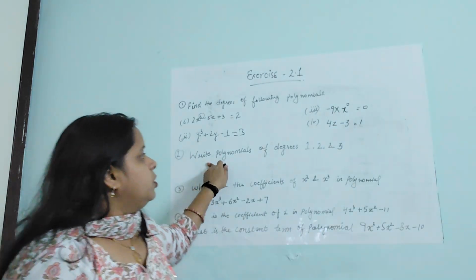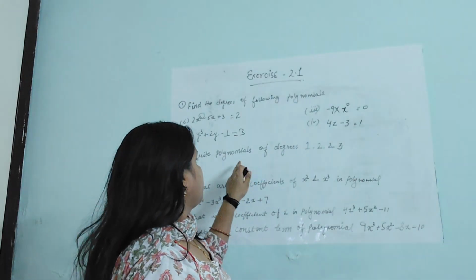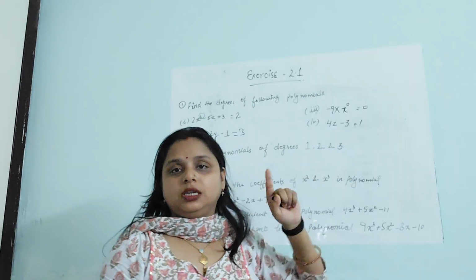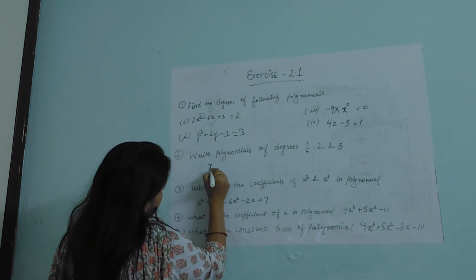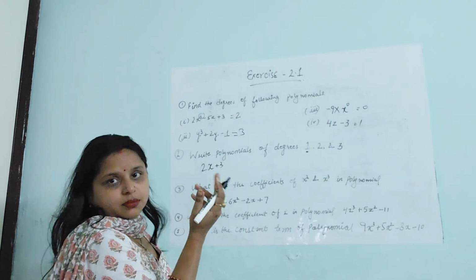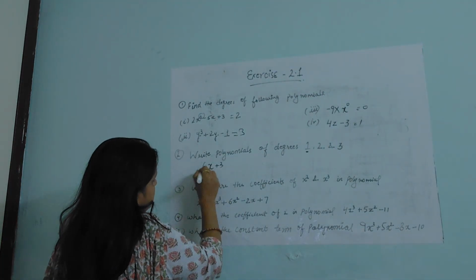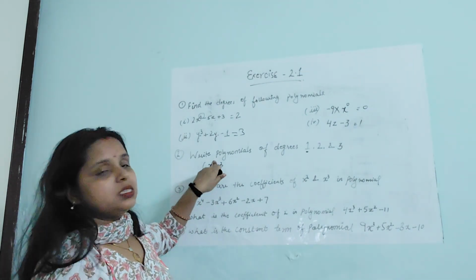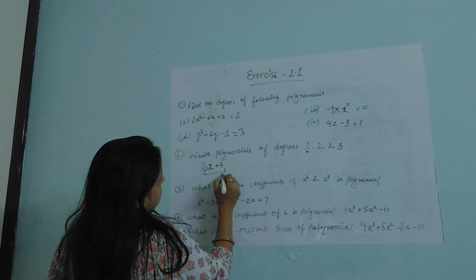Second question, write polynomials of degree 1, 2, 3. We have to write 3 polynomials. One is with degree 1, other one is with degree 2, third one is with degree 3. So with degree 1, can we write 2x, or if we write 2x plus 3, it is fine, or can we make it 6x plus 3 or whatever. So here the power of x is 1 and variable is x. So it is with degree 1.